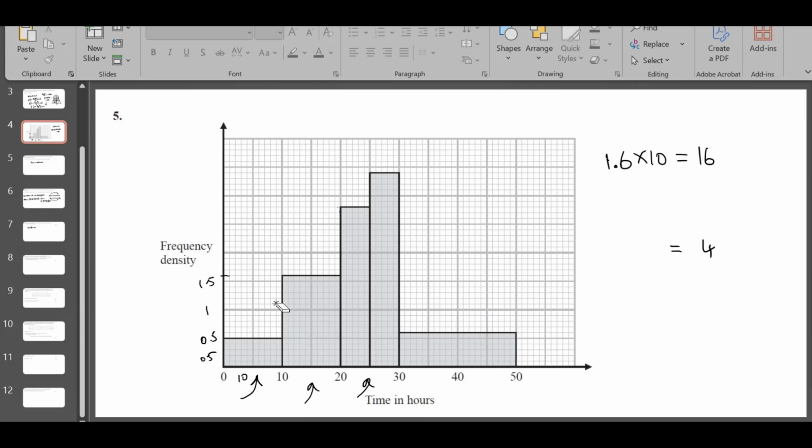So 10 times 0.5, it's 5, right? Okay, here it's 10 and 1.6, so 10 times 1.6 is 16. But in the first part it says this bar represents 16 workers, 16 photographers. So you can take this to represent 5 photographers, right?